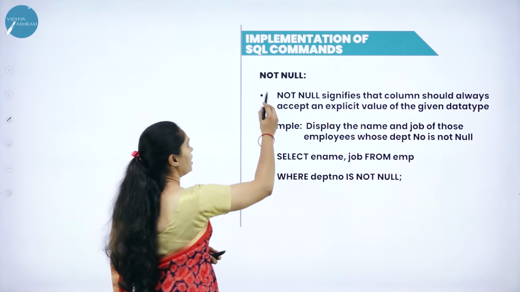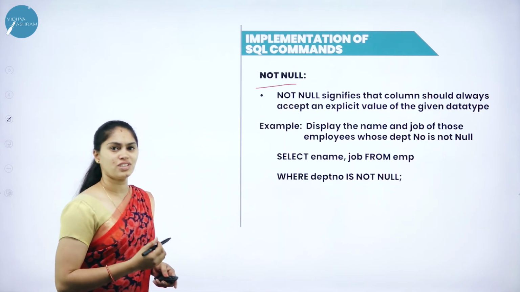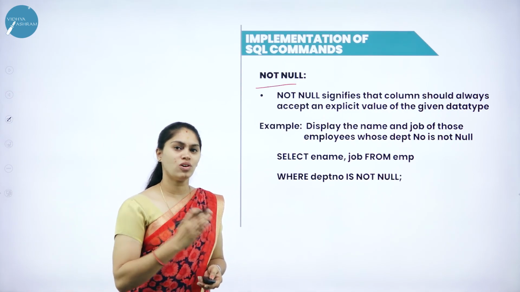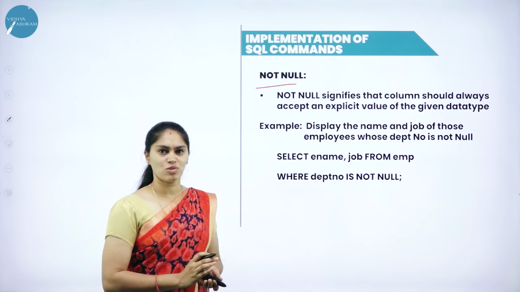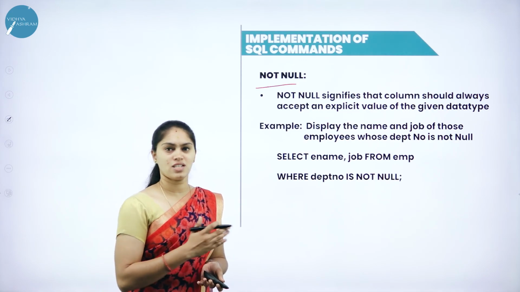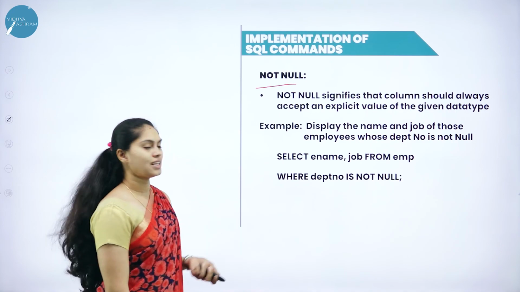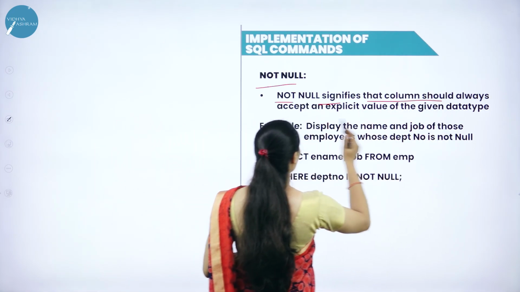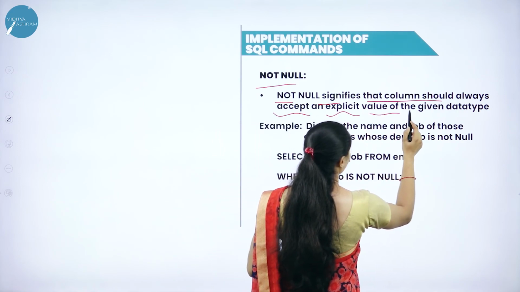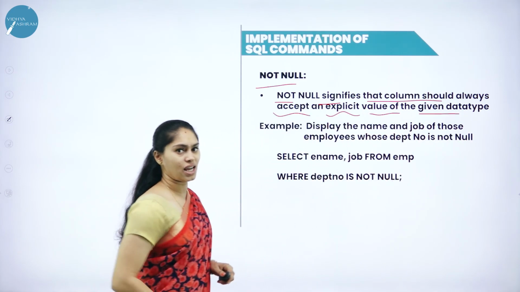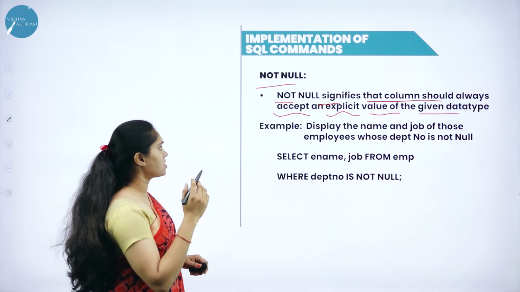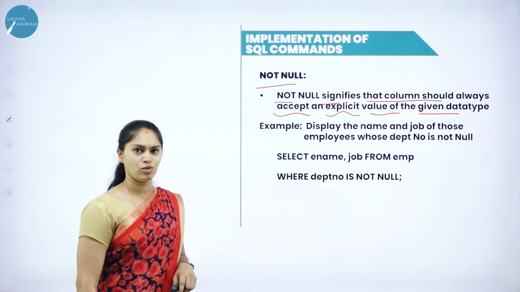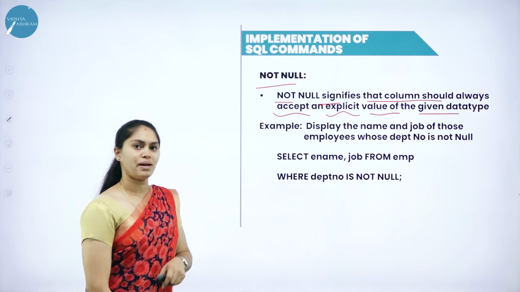We'll see about NOT NULL. It is just the opposite of NULL. In NULL, we are checking for no values. If I want to check that all the values have been given and it is not null, then we use this NOT NULL command. NOT NULL signifies that the column should always accept an explicit value of a given data type. It should not be null. It must have some values. So it must accept some explicit values in a row or a tuple of a table.